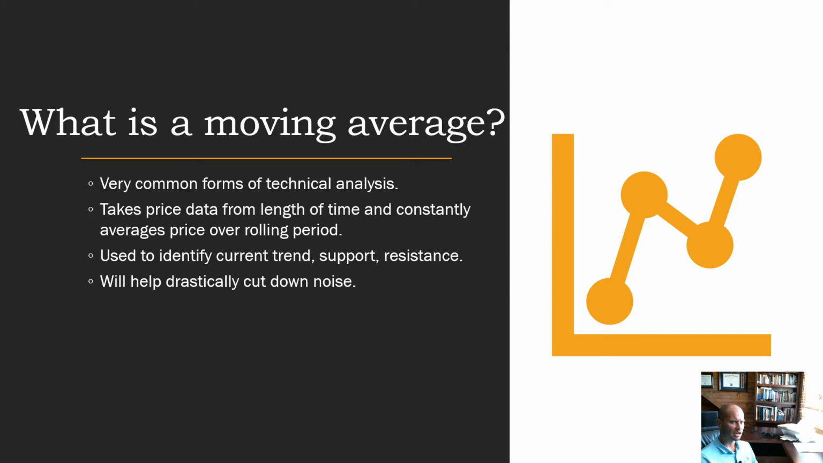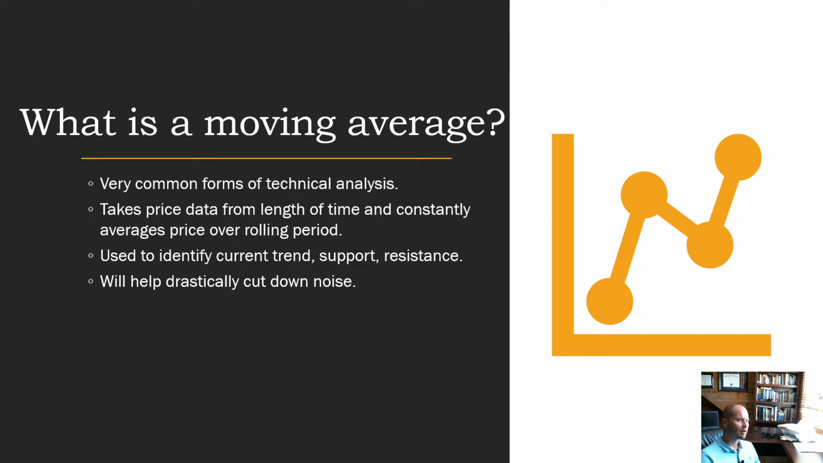There are certain time periods that are more common than others. The most common time periods for the simple moving average, in my opinion, are the 10, 20, 50, and 200. The most common time periods for the exponential moving average that I like to use are the 8, 13, 21, and potentially the 55, depending on what time frame I'm on.